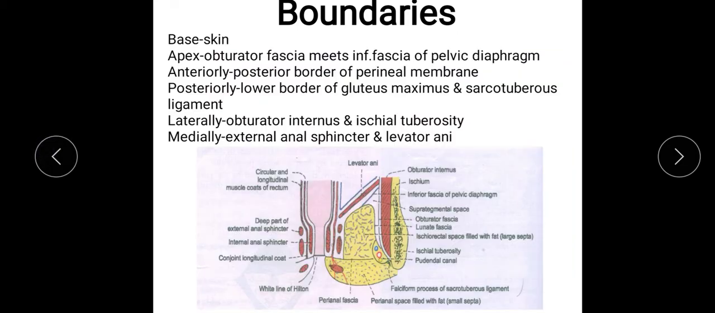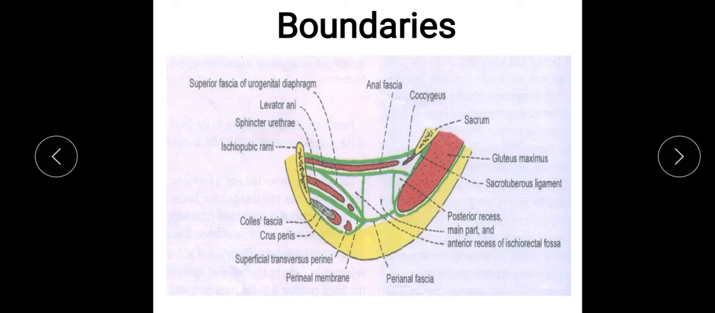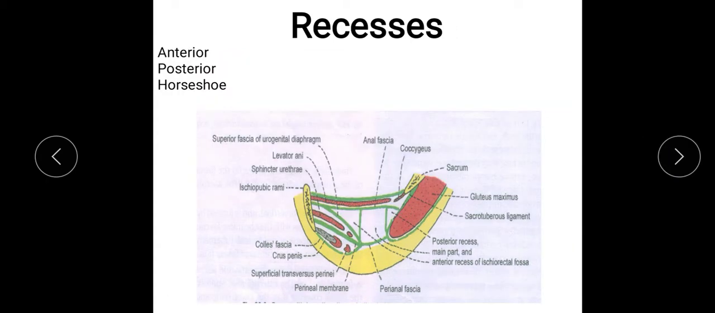Then laterally, it is formed by obturator internus and the medial part of the ischial tuberosity. This is the medial part of the ischial tuberosity. The medial wall slopes upward. It is formed by the external anal sphincter with the levator ani muscle. This forms the medial wall or medial boundary of the ischial fossa. These are the boundaries. Then the recesses.